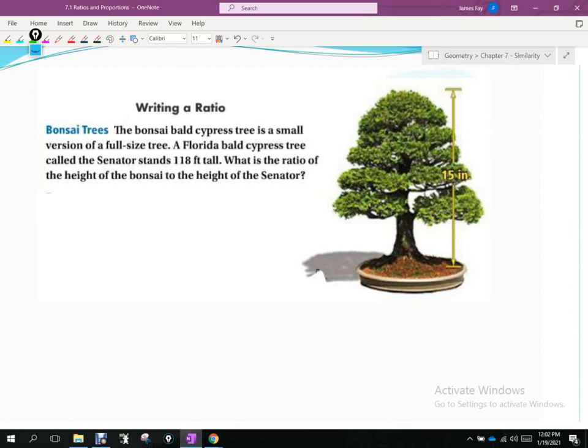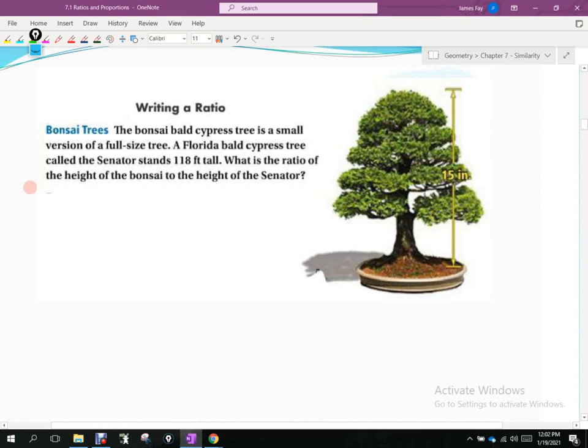It says write a ratio. It says bonsai. You guys know what bonsai trees are? Yeah. Like those little miniature trees that live for a long time, but you manicure them, and a lot of people keep them inside their houses. It says the bonsai bullet cypress tree is a small version of a full-size tree. A Florida bullet cypress tree called the Senator stands 118 feet tall. What is the ratio of the height of the bonsai to the height of the senator?